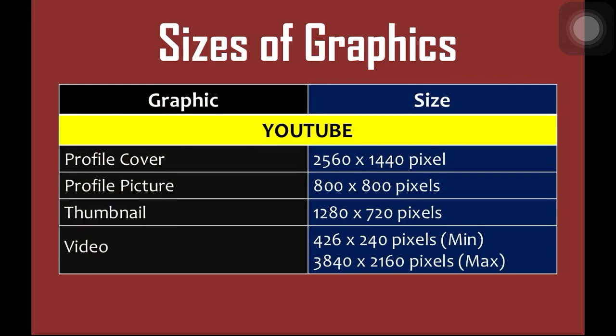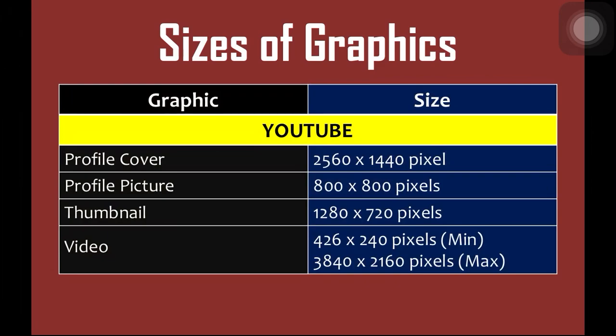And thumbnail. What is a thumbnail? Whenever you post a video on YouTube, you see a first picture. If you open your YouTube right now, you will see a bunch of pictures, and when you click on a picture, a video will start to run. That first picture you see on a YouTube video is called a thumbnail. What is the size of a thumbnail? 1280 by 720 pixels.